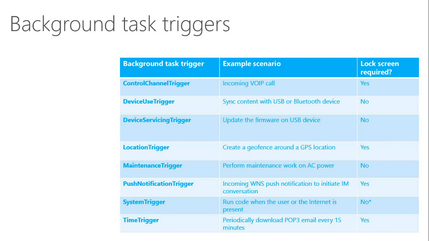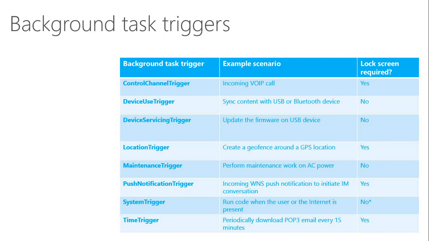Finally, the time trigger. Periodically download POP3 email every 15 minutes. Time triggers are basically used for applications which run a certain amount of code periodically. 15 minutes is the minimum time limit which is provided. That means that you cannot have a periodic update or time trigger for less than 15 minutes. These are some triggers which are available in Windows 8 and 8.1.